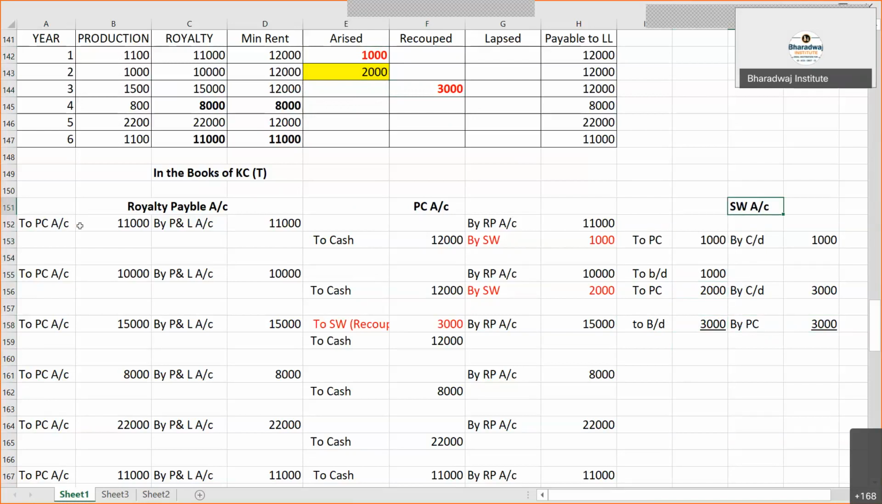So start with the expense, transfer to P&L account. Then post that expense payable to that person, the landlord account. Then pay the cash as per the table calculation, just pay the cash. To cash, you post it. The difference between the royalty payable and cash will be either short workings raised or short workings recouped.